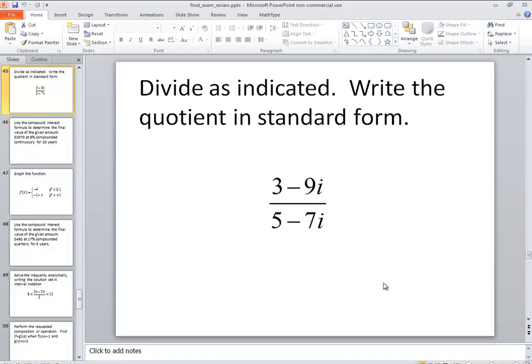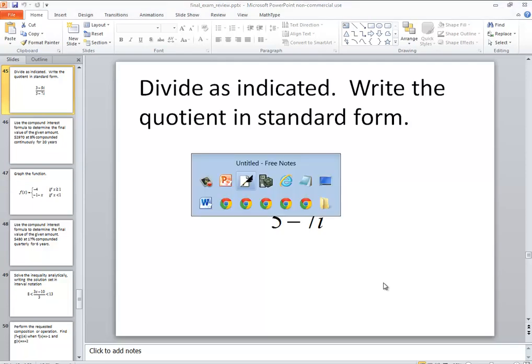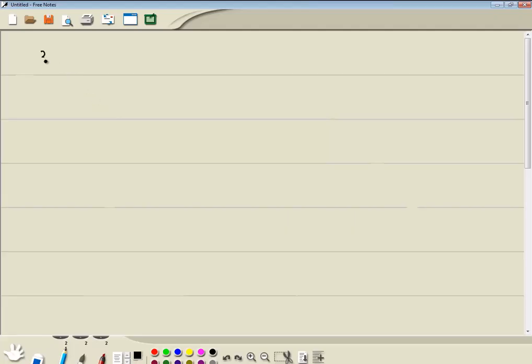Let's take a look at this problem. We want to divide as indicated and write the quotient in standard form. So we've got (3 minus 9i) over (5 minus 7i).